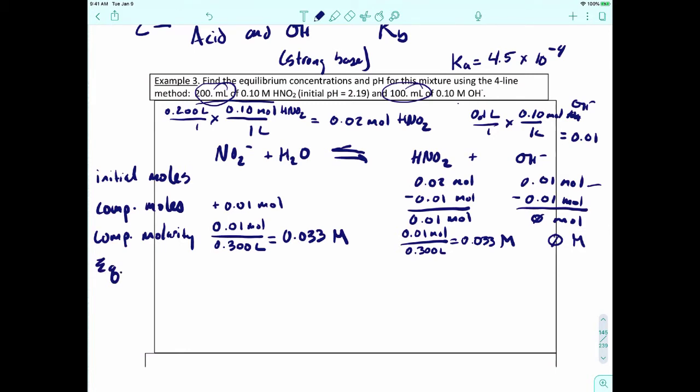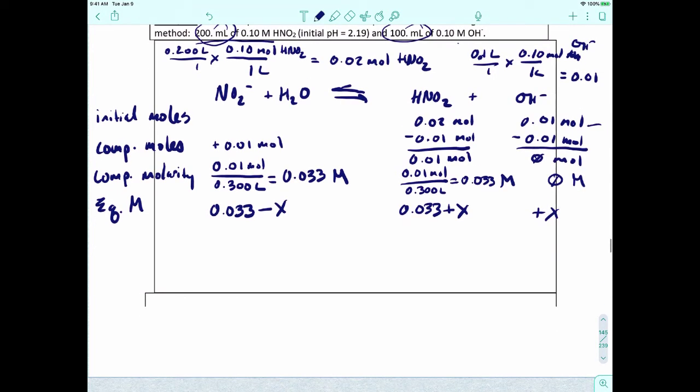Now we look at these numbers going from left to right. So the equilibrium molarity, you've got 0.033 for NO2 minus X, because it's on the left-hand side. For HNO2, it'd be 0.033 plus X, because it's on the right-hand side. And then for the hydroxide, plus X.